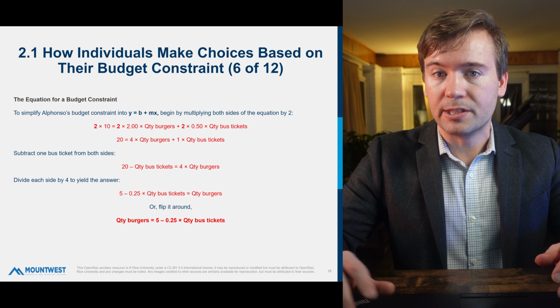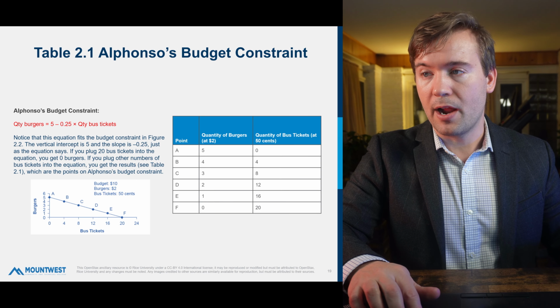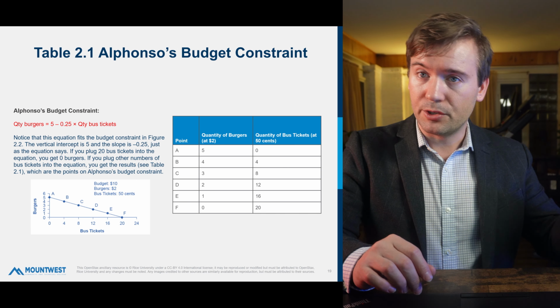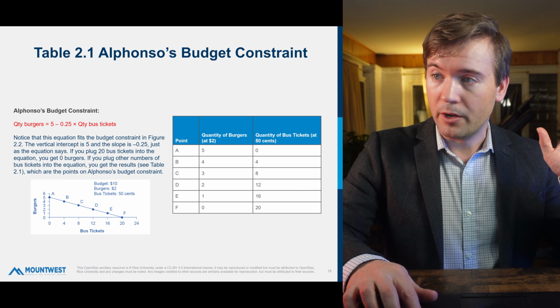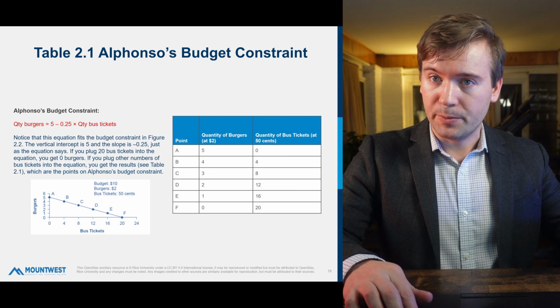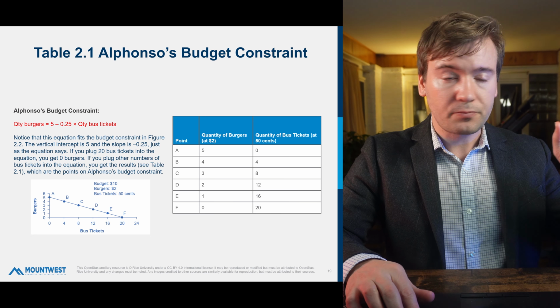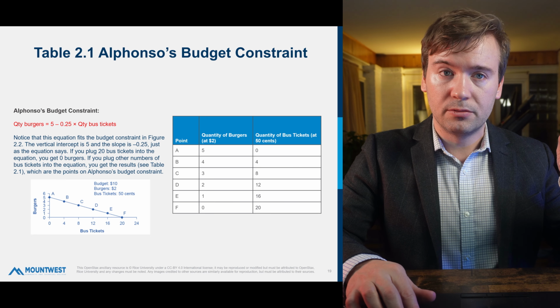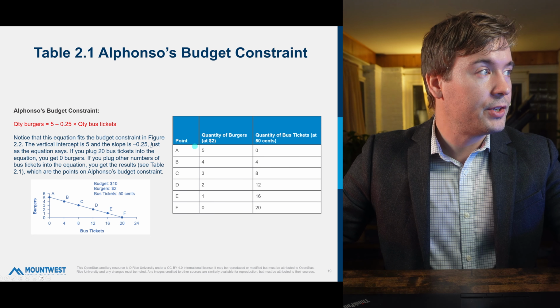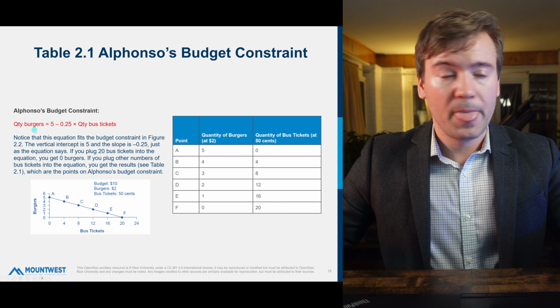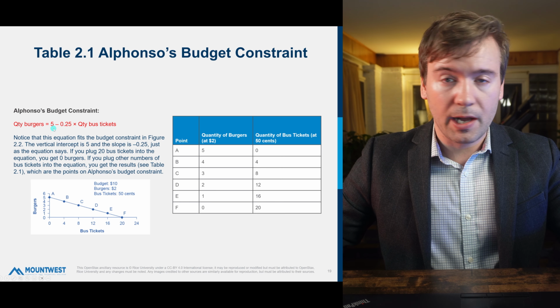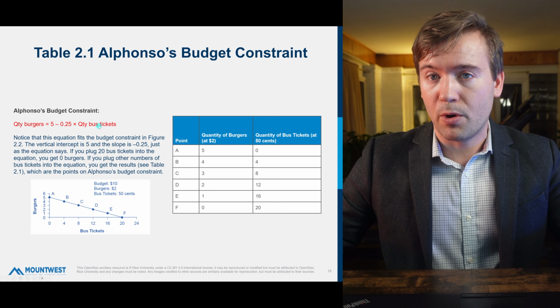So let's take a look at some of the points and see how they relate to the graph here. If we actually decided to, say we want 1 burger, 2 burgers, 3 burgers, 4 burgers, whatever it is, we could use this equation to say, well, if I want 2 burgers, all right, 2 would be equal to 5 minus 0.25 times the quantity of bus tickets.